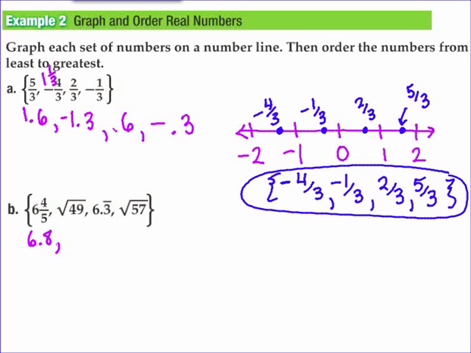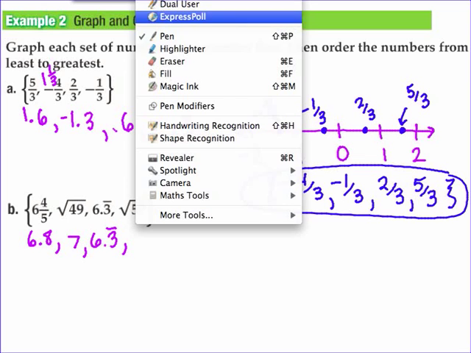Okay, what do we know root 49 is? 7. So then you've got 6.3 repeating, and then root 57. I'm sure nobody knows that off the top of your head. So that's one where you're probably going to want to have a calculator with you. If not, let's see what we got here. Let's go to the calculator and we'll check it out.